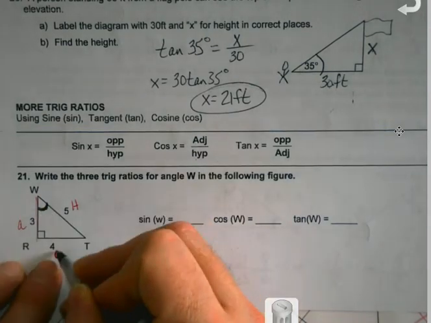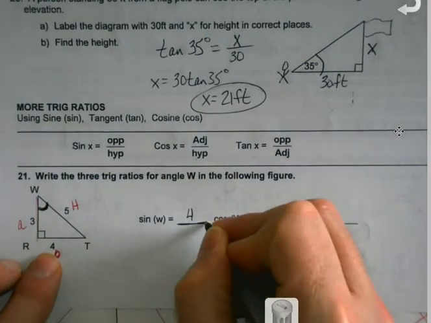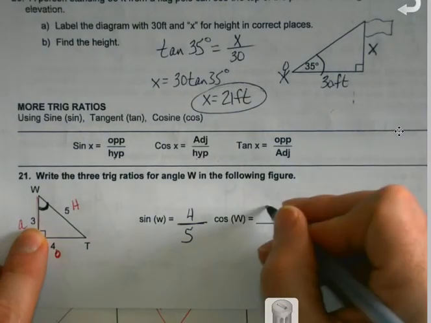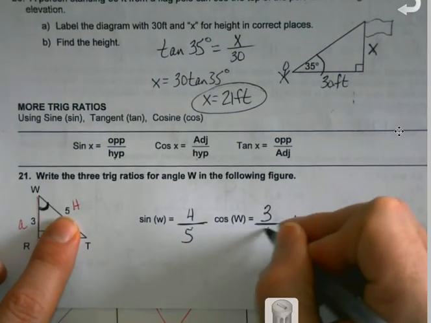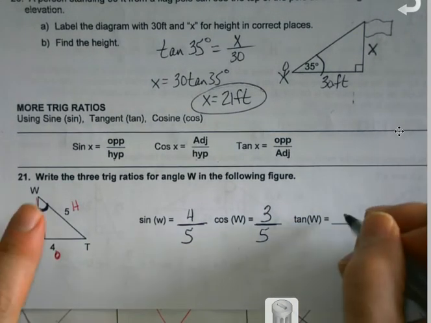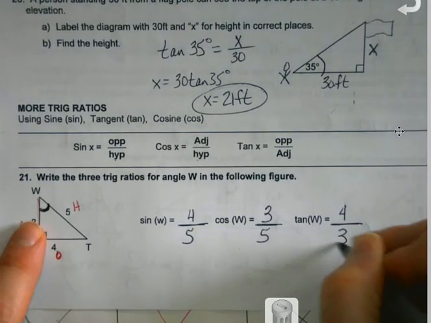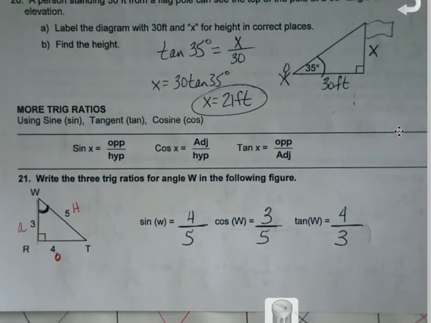Sine is always opposite over hypotenuse. Cosine is adjacent over hypotenuse. And tangent, as we just got done doing a bunch of, is opposite over adjacent. And I just get those set up so when I do go to calculate something, I can.